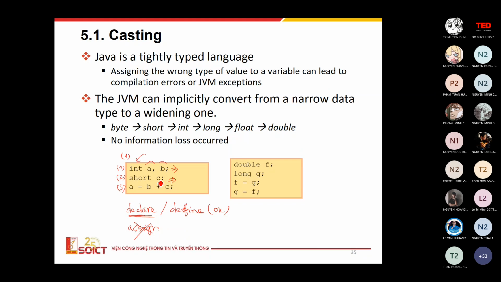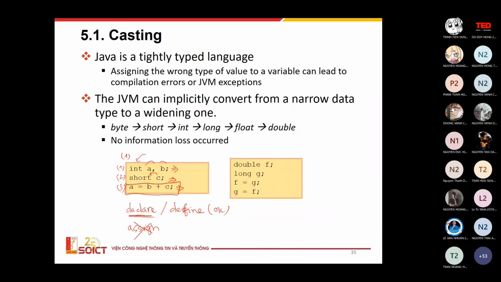In the second line, you define a variable named C with type short. Yes. Okay. We define C of the short type. And in the third line, we assign the sum of B and C to A. To A. Okay. So let's see what happened in the third command.